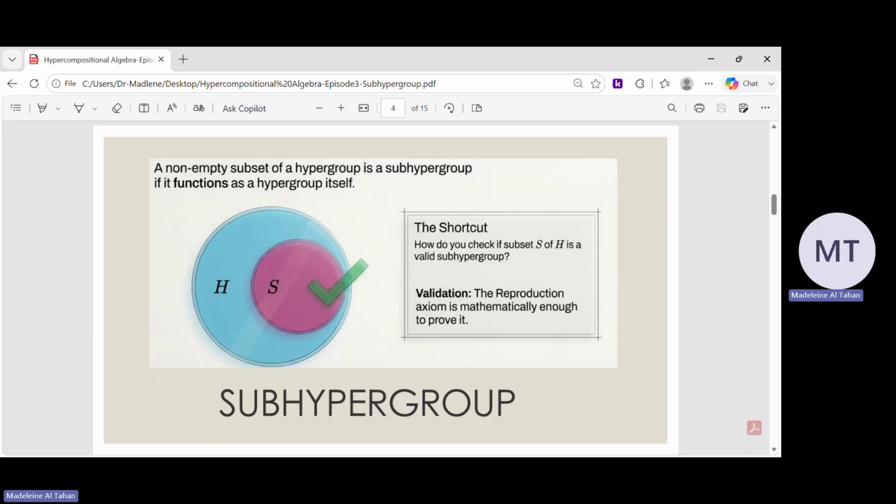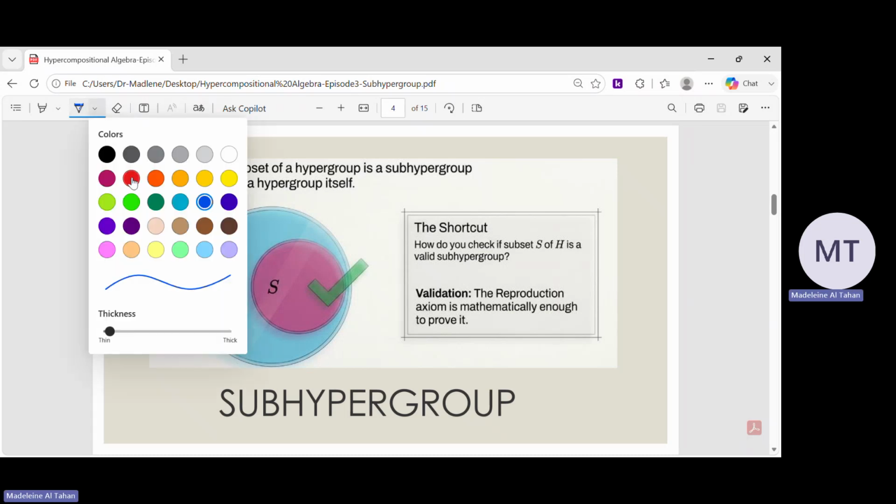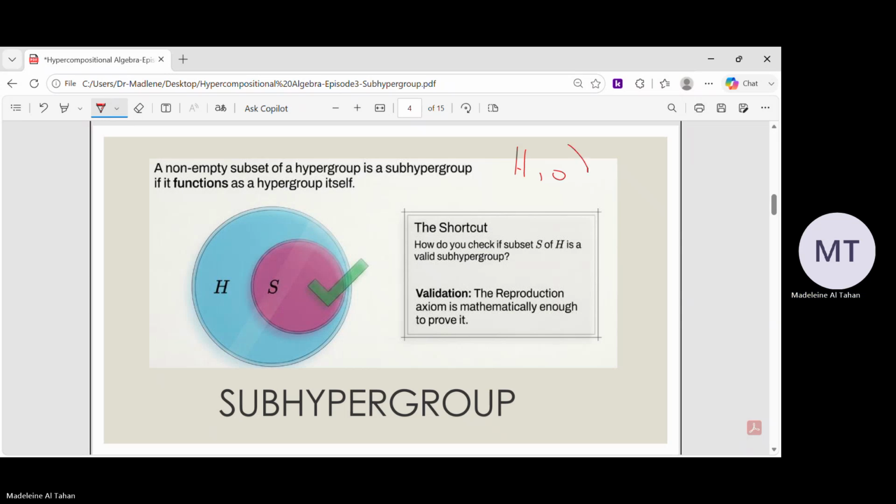Let's begin with the formal definition. We are starting with a hypergroup with a certain hyperoperation. So we have here, this one is a hypergroup. And we are considering a non-empty subset S of H. Of course, it is non-empty and a subset of H. For it to be a subhypergroup, it should be a hypergroup under the same hyperoperation, i.e., we should have S with the same hyperoperation on H defines a hypergroup. And this one reminds us of the definition of the subgroup.